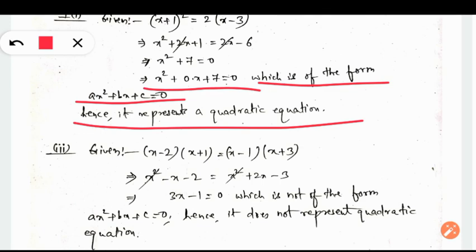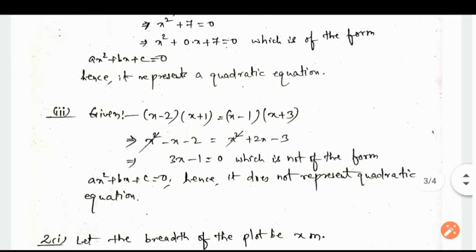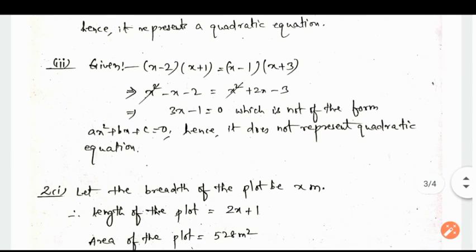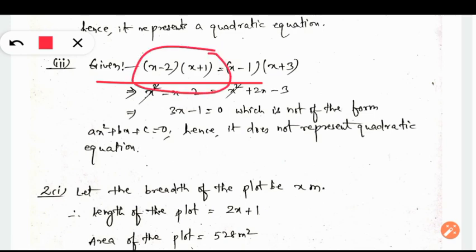Understood? Now let us do sub part 3. In sub part 3, what we have as given, you can check in the exercise, in question number 3: given (x minus 2)(x plus 1) equals (x minus 1)(x plus 3). What do brackets represent in maths? They actually represent multiply.